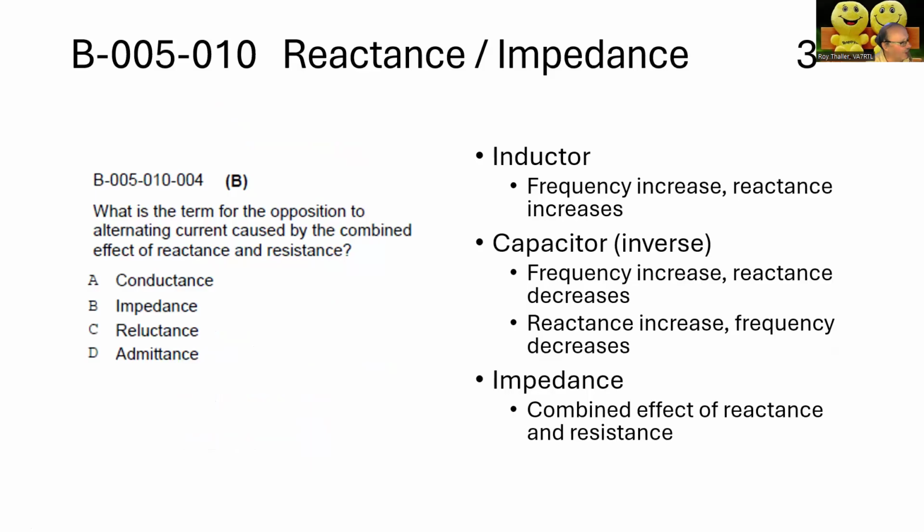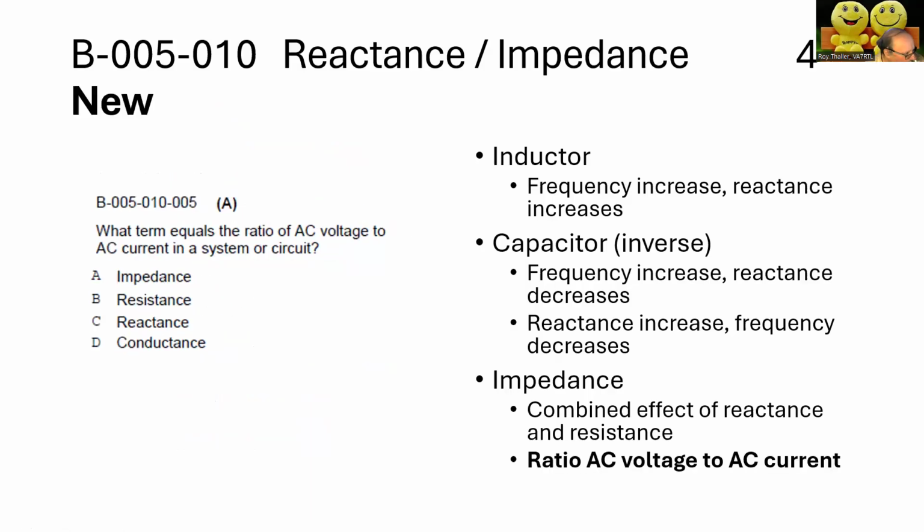What is the term for the opposition of alternating current caused by the combination effect of reactance and resistance? If you add reactance and resistance together, you get a term called impedance. So B is the correct answer. There's a new question.